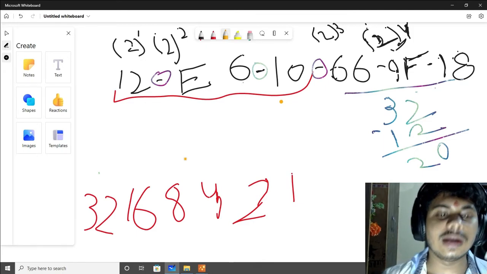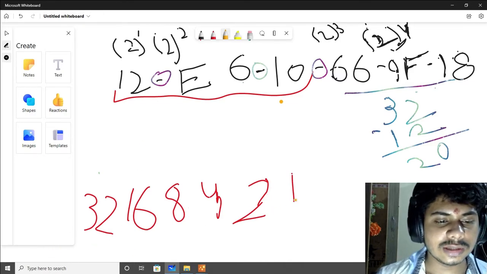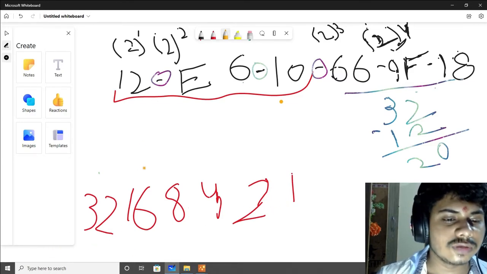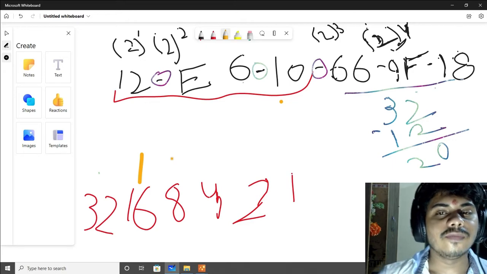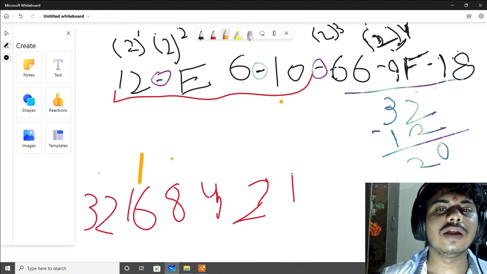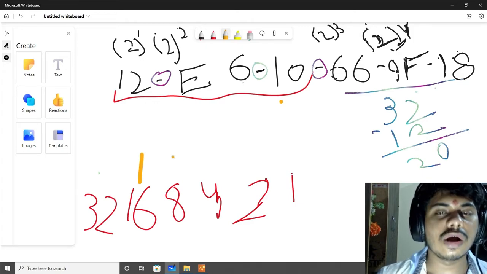So what is greater than 12? In this table you can see there is 16. So 16 will help me, yes. So put a 1 in front of it, and when you minus 16 minus 12, what are you left with? 4. So now you are left with 4.